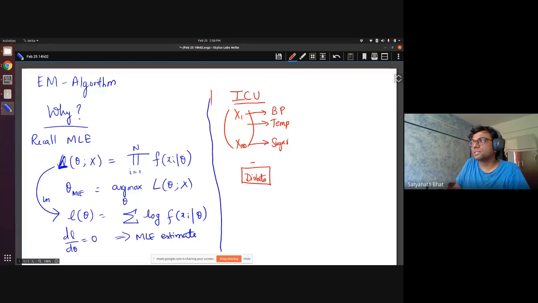Let me call this Z1. Then there could be another underlying cause, which is heart disease. And then I don't know, some other disease, maybe TB, tuberculosis. So these are all the underlying things. They will cause each of these parameters, they will affect them in some way.